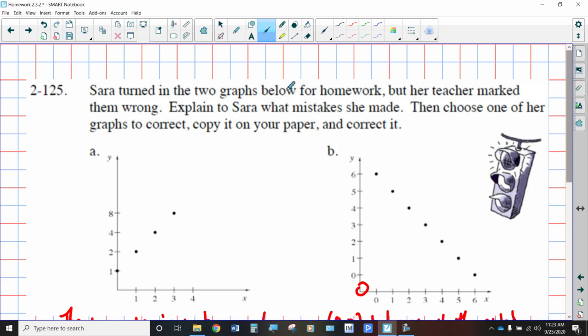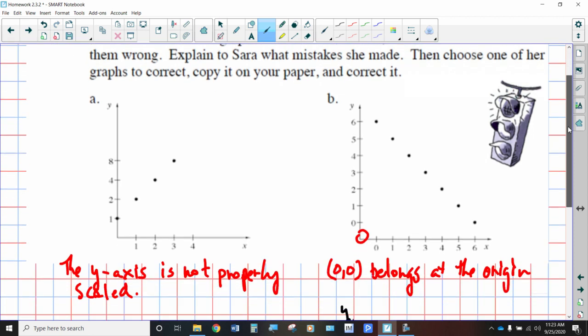Sarah turned in 2 graphs below for homework. The teacher marked them wrong. What did she do? Now, this is a stoplight problem, which means that there's a very common mistake that is made here. So what's the mistake that's made here?